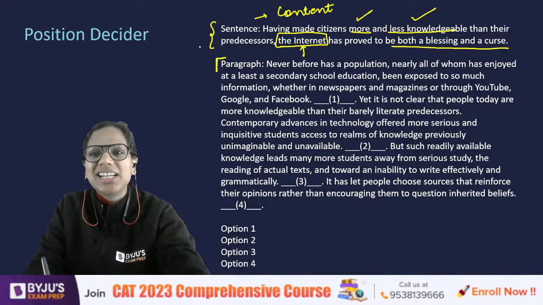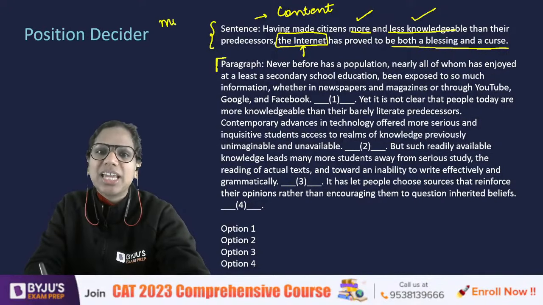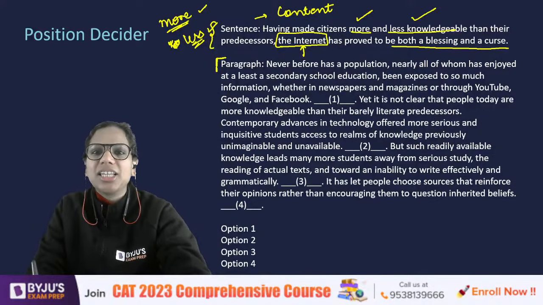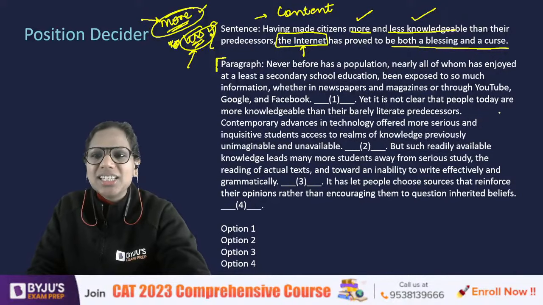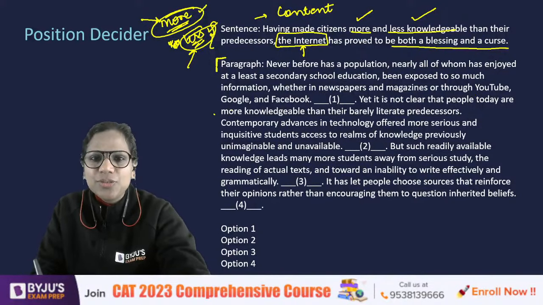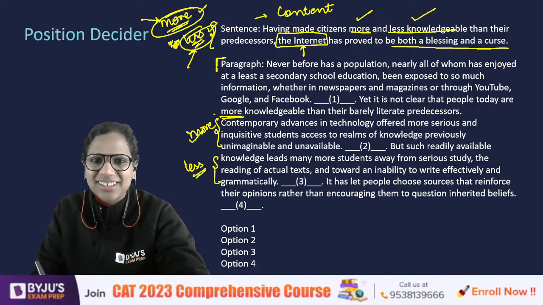Doesn't it look like a sentence that will come after we have described how it has made citizens more knowledgeable and how it has made them less knowledgeable? Right at the outset, I can see that this is the kind of sentence that will come once I've discussed the advantages and disadvantages of the internet for the citizens. So I discuss that, okay, it is not clear. First of all, I say it is not clear whether they are more knowledgeable. Then I talk about how they are more knowledgeable. Then I discuss how they are less knowledgeable. Right. So it's either 3 or 4.